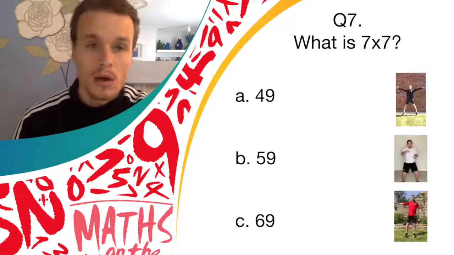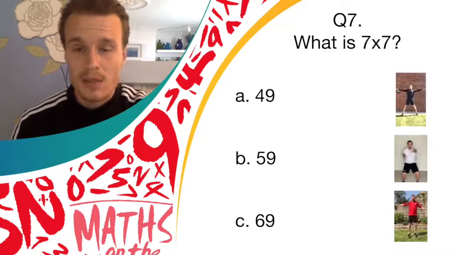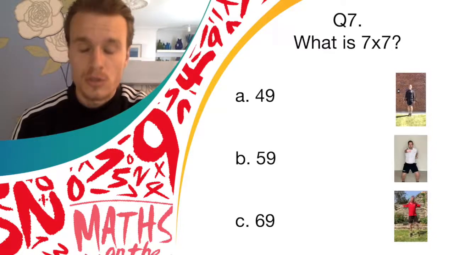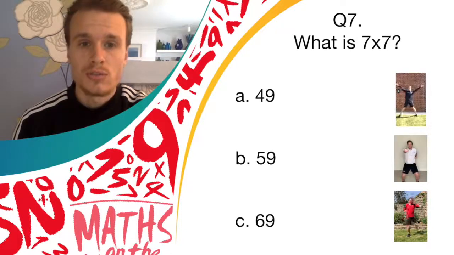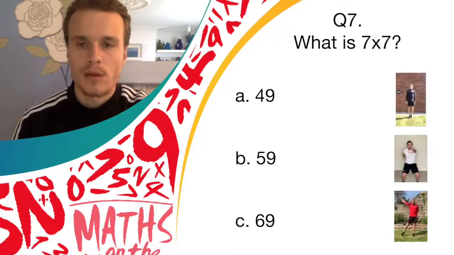Okay, so answer A is 49. So if you think that's the right answer, you should do star jumps. Answer B is 59. If you think that's correct, you should do jab punches. And answer C is 69. And if you think that's correct, you should do pendulum legs. So get going with those now, whichever you think is right.